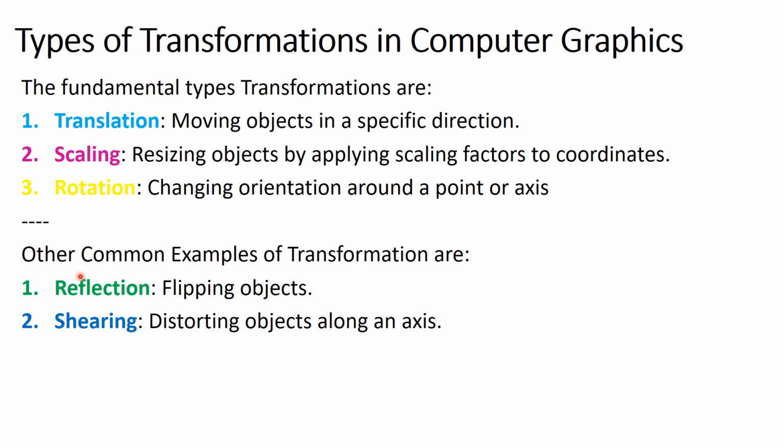There are other common examples of transformations. These are reflection and shearing. Reflection means flipping objects, to reflect, to flip. Shearing means distorting objects along an axis. Shearing in Arabic is called shearing.